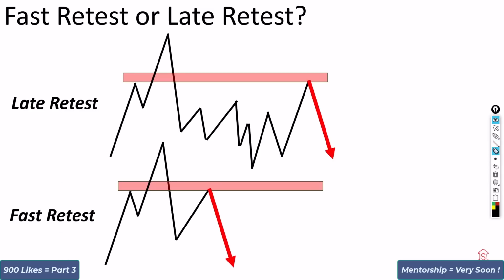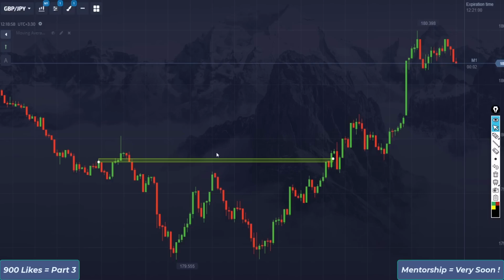I also want to show you some examples of that. Okay, look at this. This is a late retest QM, okay? Late retest. What about this one? Is this a late retest or is it a fast retest? We could say, if it was fast retest, it should break at this point and then come up and then drop. That would be fast, but for now, it's just a late retest. But should you take this?